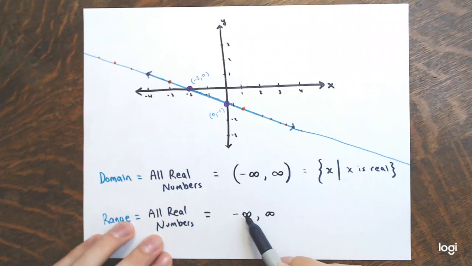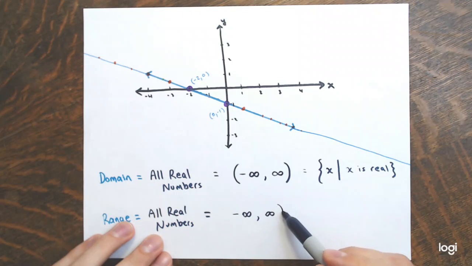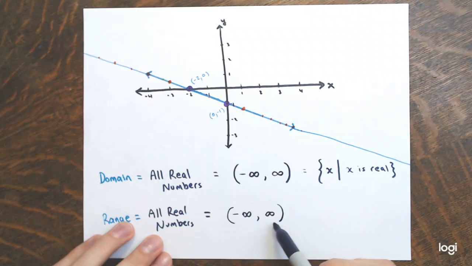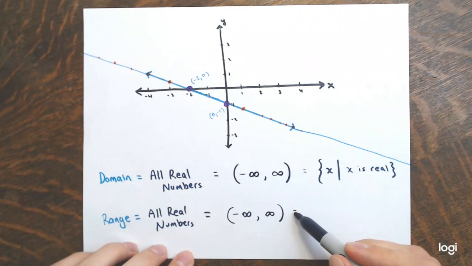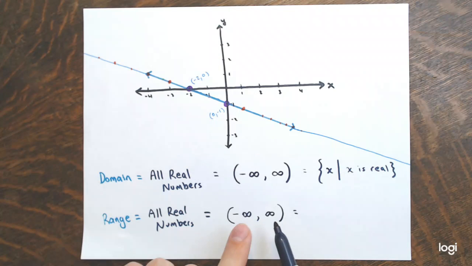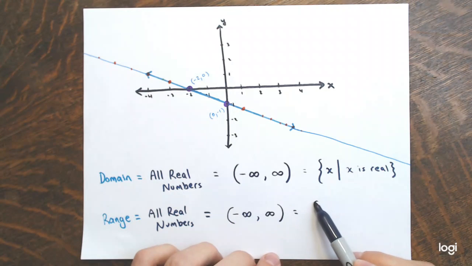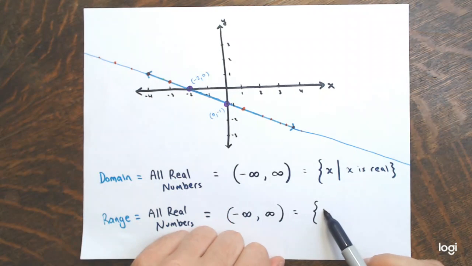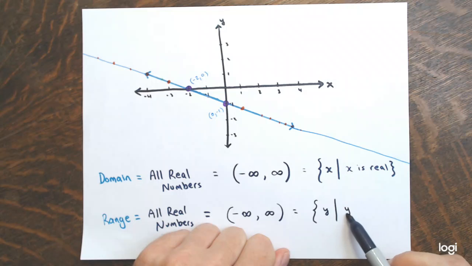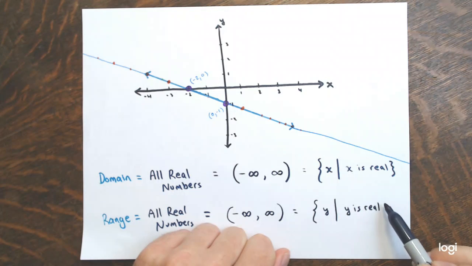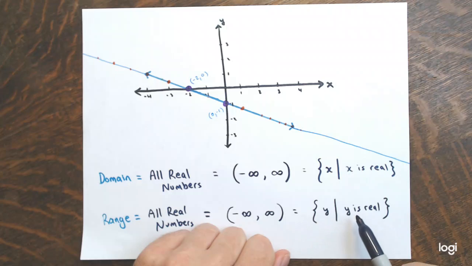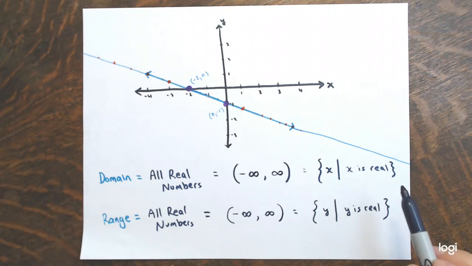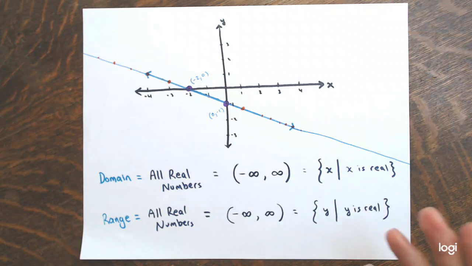And again, infinity and negative infinity are not numbers, so they don't actually belong to the range. We indicate that by capping those off with parentheses to mean that they don't belong. Alright, so you can write all real numbers, you can write this interval, or you can write in set builder notation. Now remember, we're talking about y coordinates here, so values of y such that y is real. Just a simple little description of all the values of y that actually belong to the range, that are actually y coordinates or outputs for points on this graph.